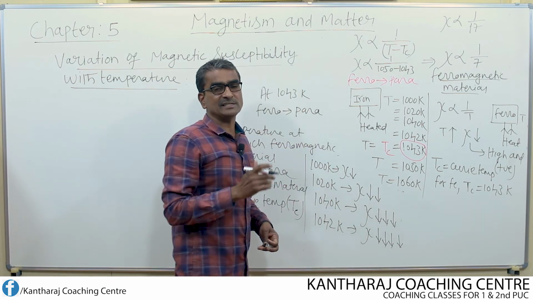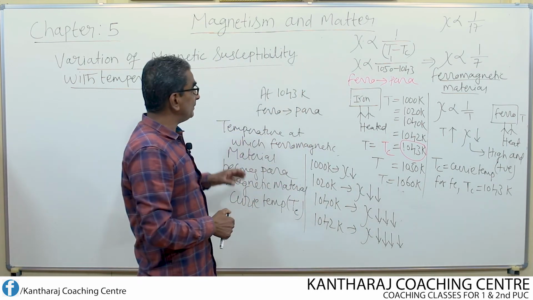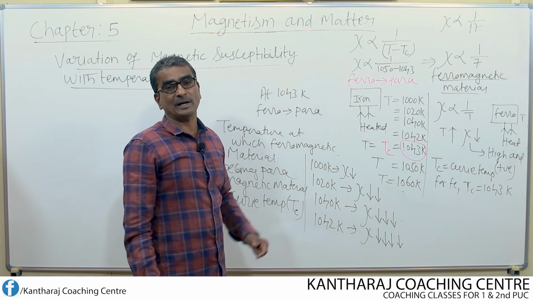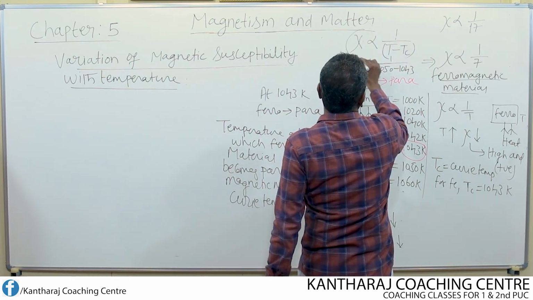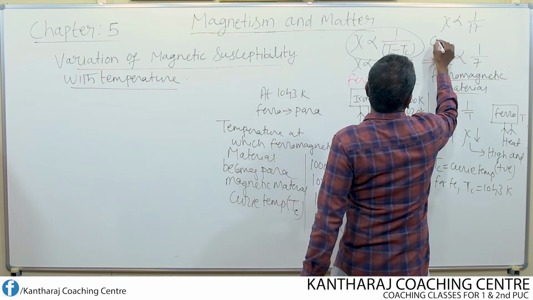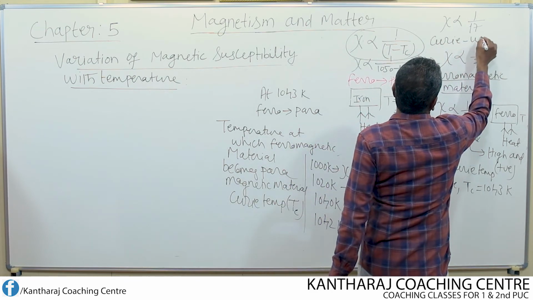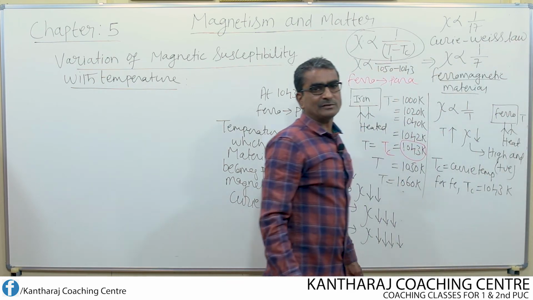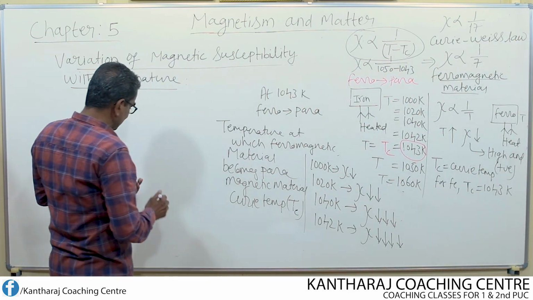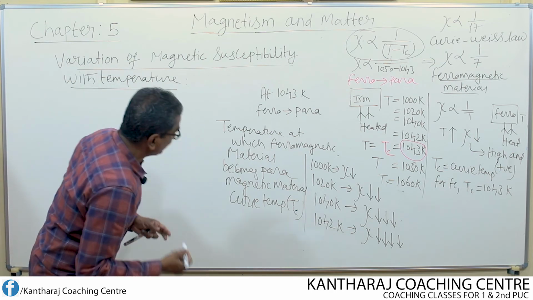So this is the change that takes place between paramagnetic material and ferromagnetic material, and we call this the Curie-Weiss law. Then what is the statement of this Curie-Weiss law? Let us write the statement of the Curie-Weiss law.